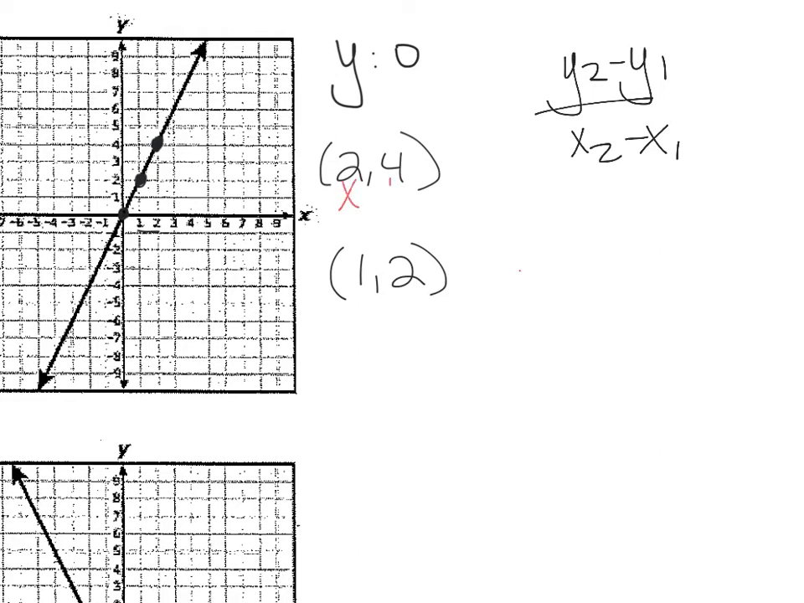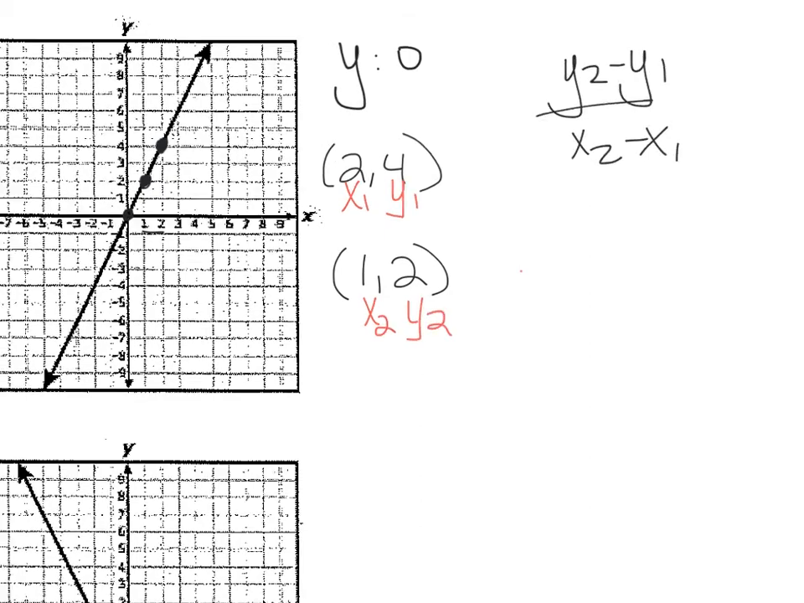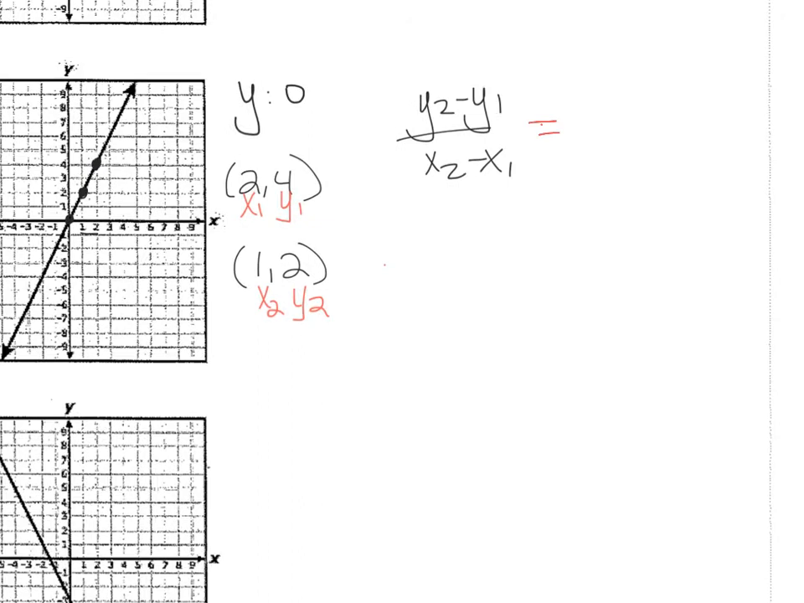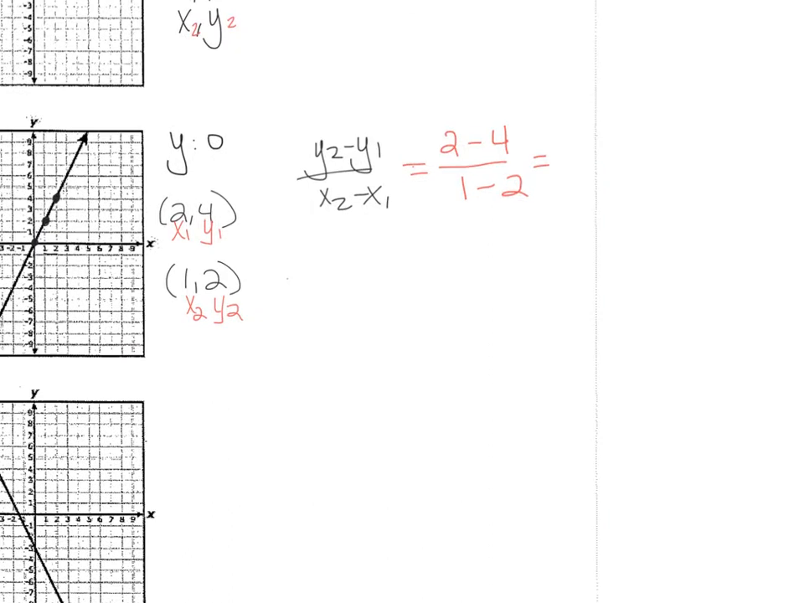So remember, it's always x and y, and the first one you write down can be your 1s, and the second can be the 2s. Plug it in. y2 minus y1, x2 minus x1. And this one, 2 minus 4 is negative 2, and 1 minus 2 is negative 1. So then if you divide that, negative 2 divided by negative 1 is a positive 2. So there's your slope, and there's your y.